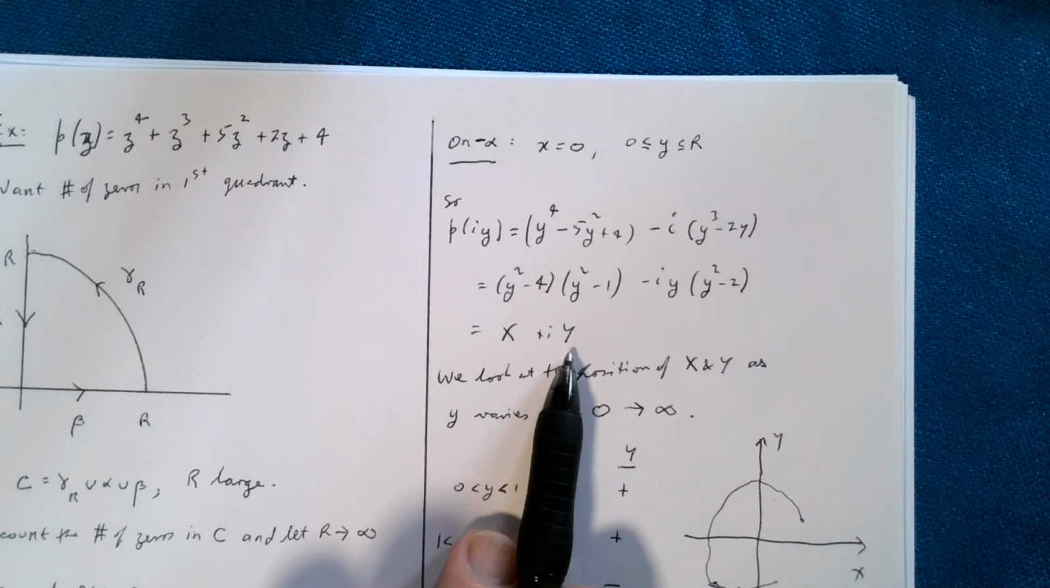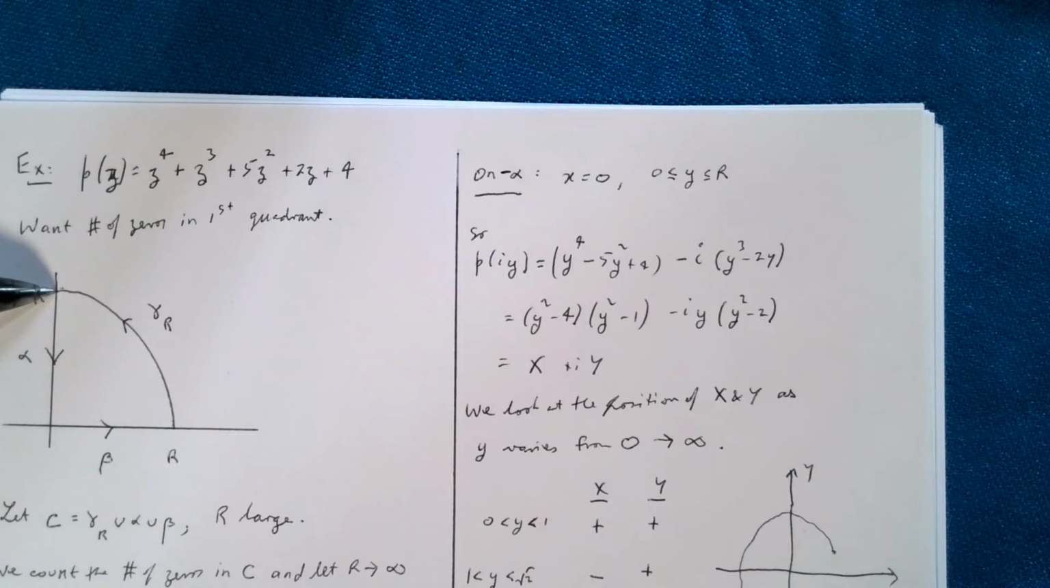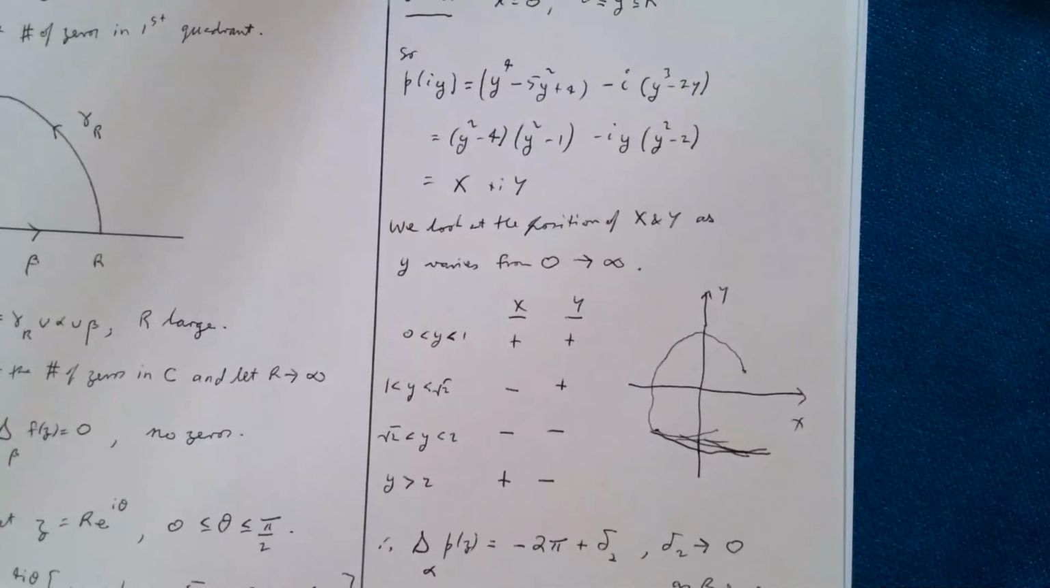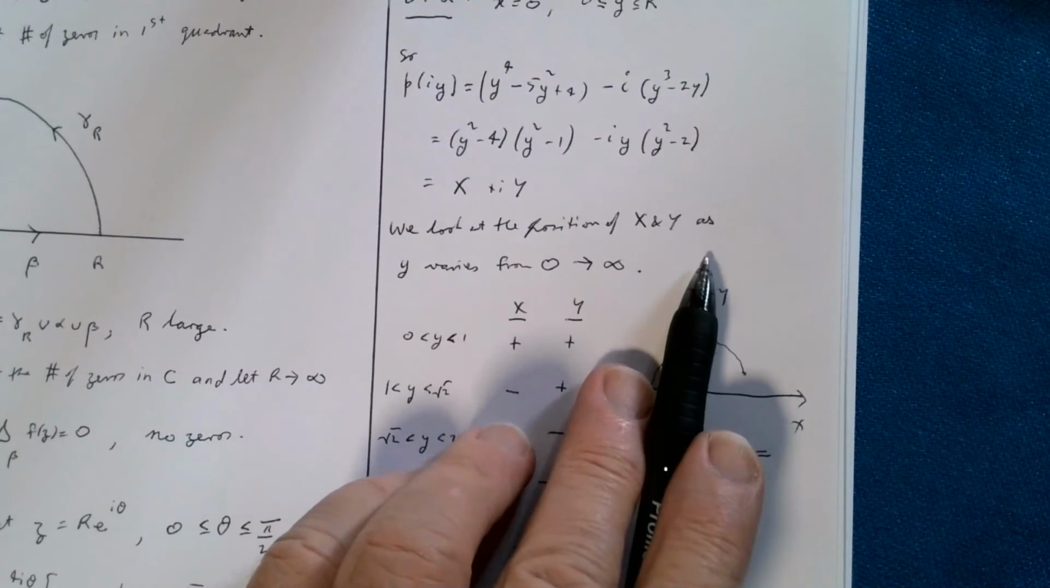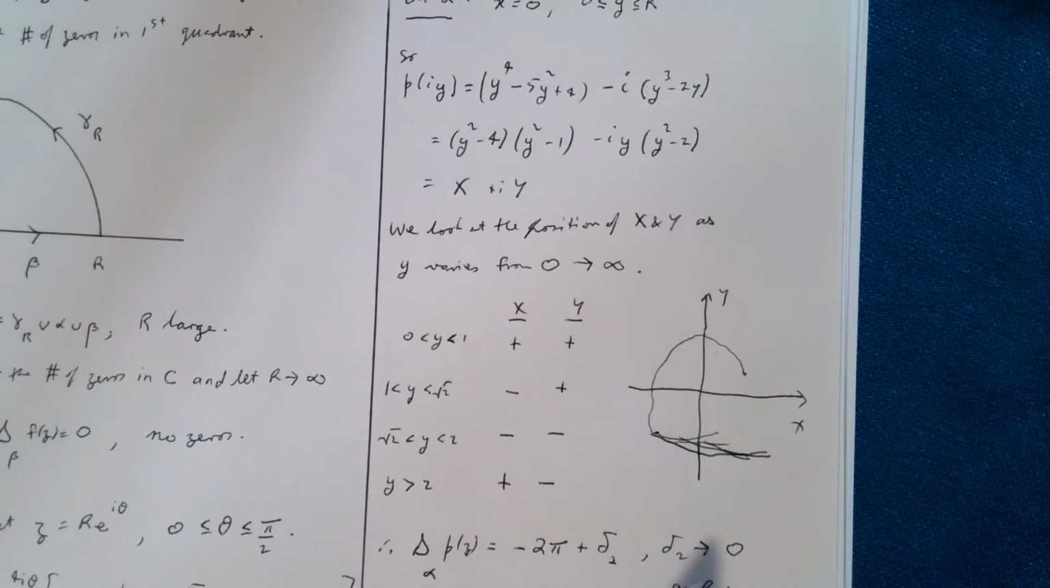And again, we want to know what is happening to P of Z as I move up this contour, and we'll take the opposite, take a minus of it. So what's the change in argument of P as I move up here? And to do that, we're going to look at the positions of X and Y as Y varies from 0 up to infinity. So I make up just this little table here.